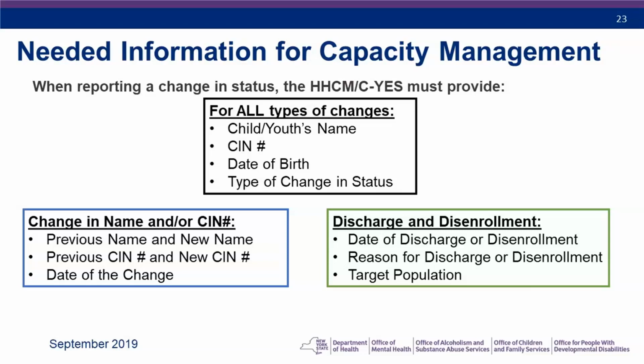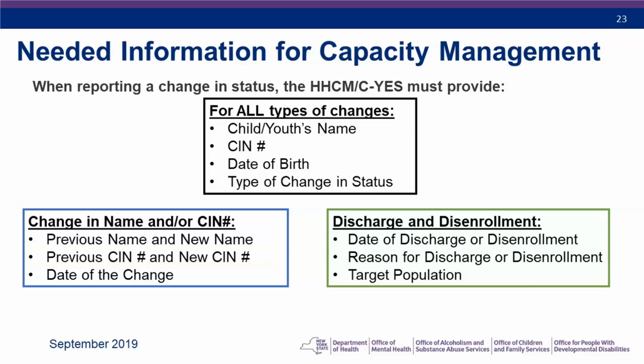We've received emails where we have a name and a SIN, but we don't really know what the change is. You need to tell us what the change is. So if the child's name or SIN has changed, we need to know their previous name and what their new name is, or their previous SIN and what their new SIN is. If you have the date that the change happened, that would be very helpful. This will help us find the child, make sure they had a slot previously, give the new name the slot, and things like that.